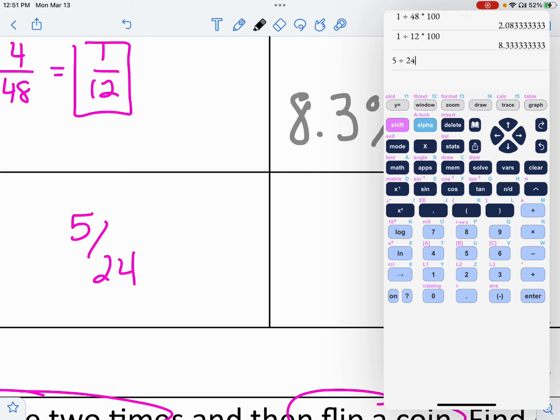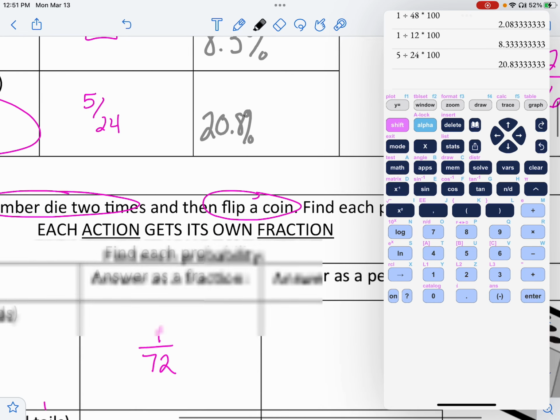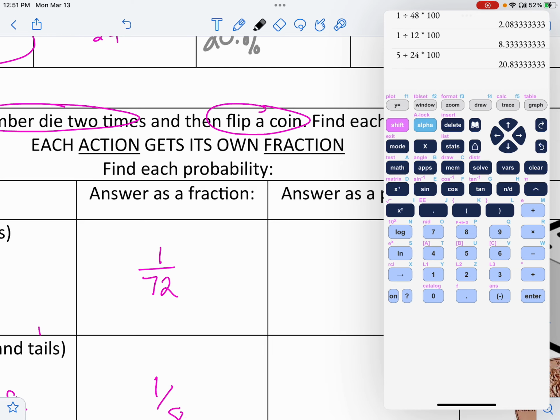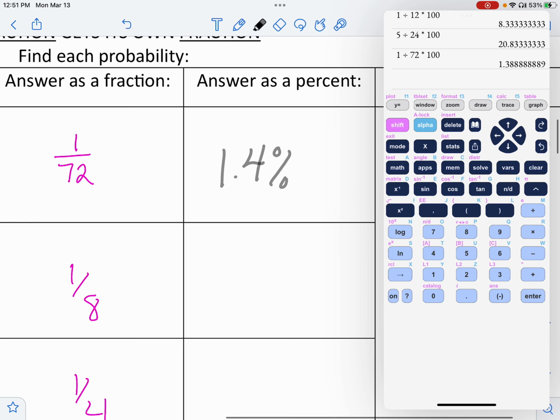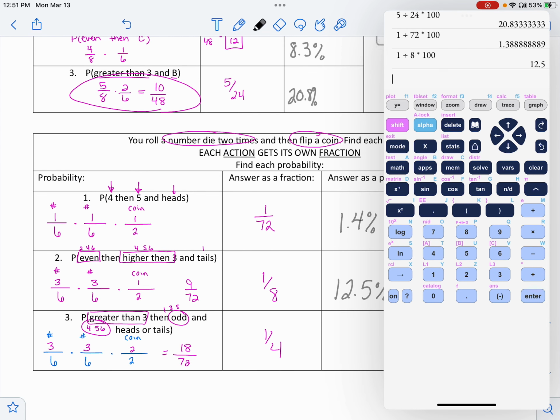5 over 24 times 100, that's going to give me a 20.8%. See, 1 out of 72 times 100, oof, that's only giving me a 1.4% chance. 1 out of 8 times 100, that's going to give me a 12.5% chance. And that's how you would do all of your fractions into percentages.